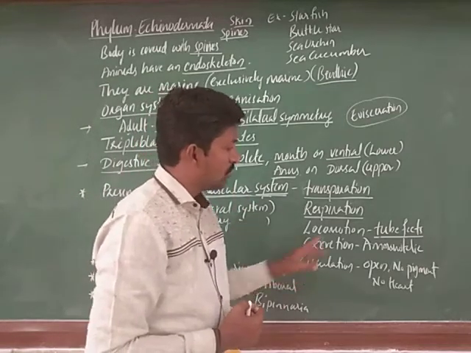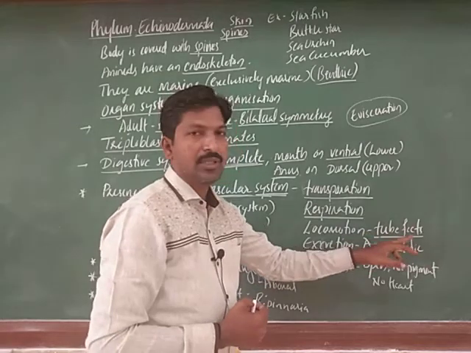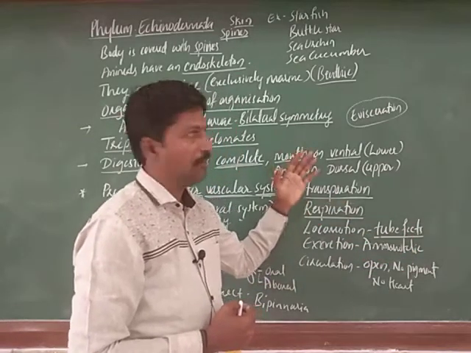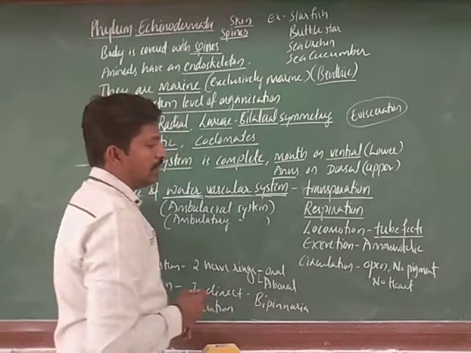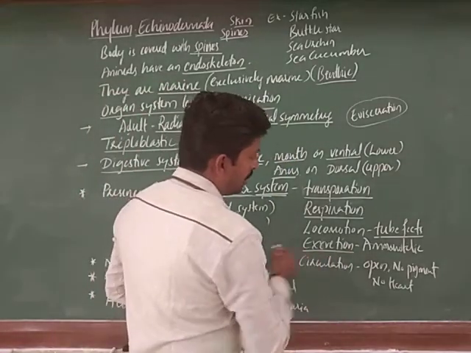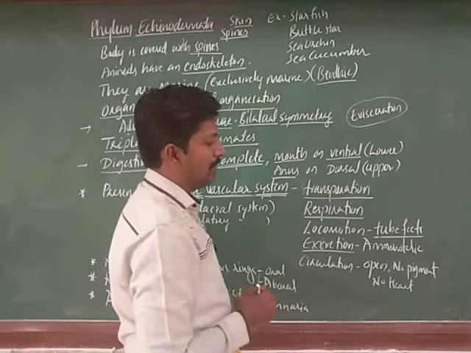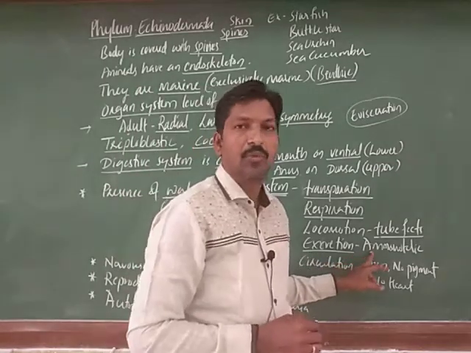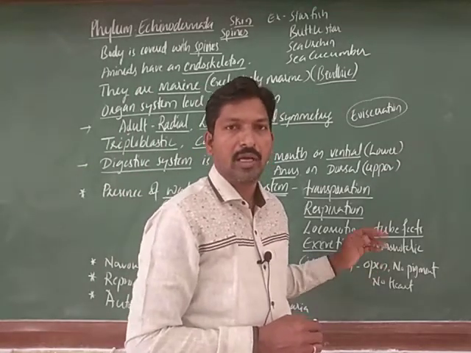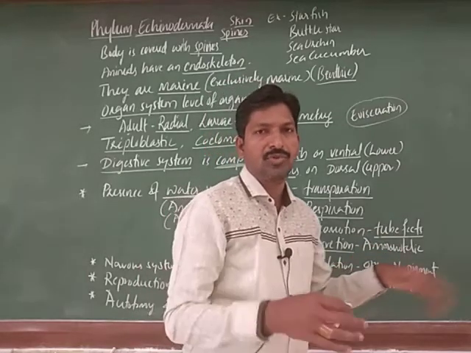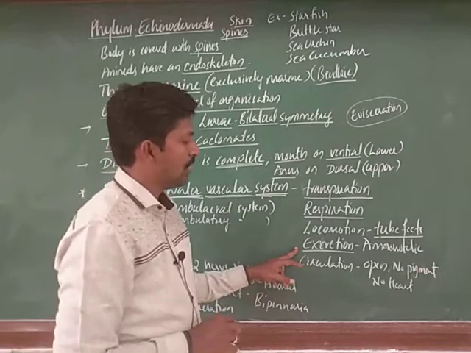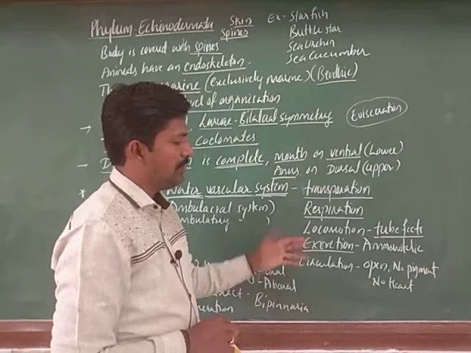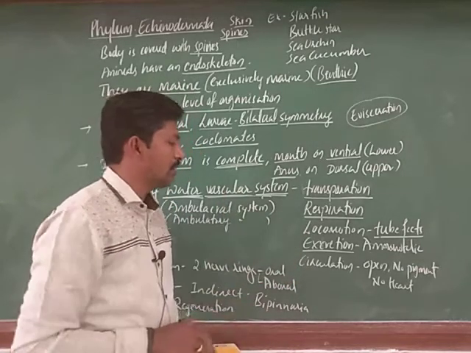So, there is a row of tube feet present in the arms of these animals, usually in the starfish, which we observed, right. Next, the excretion. They are ammonotelic, which means they produce ammonia. Of course, they are aquatic, so the ammonia is diffused into the water. There are no specialized excretory structures, right. So, excretion happens by diffusion only, through this water vascular system.